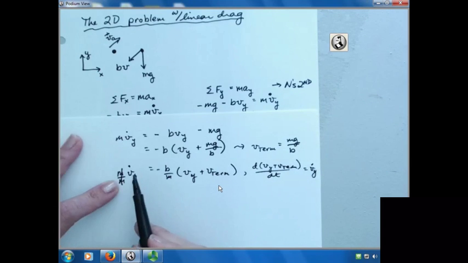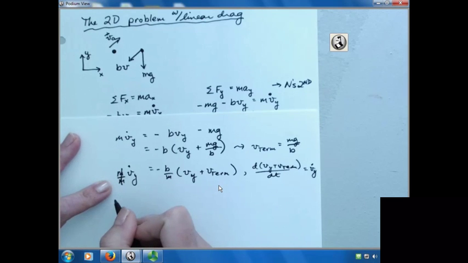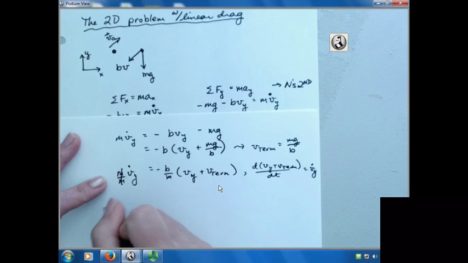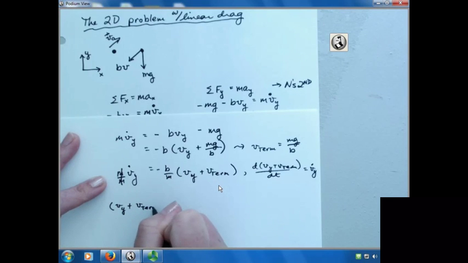So I can write vy dot as the vy plus v term quantity's time derivative. I'm just going to write it with a dot anyway. Hopefully that makes sense to you. But that dot is over everything inside these parentheses.